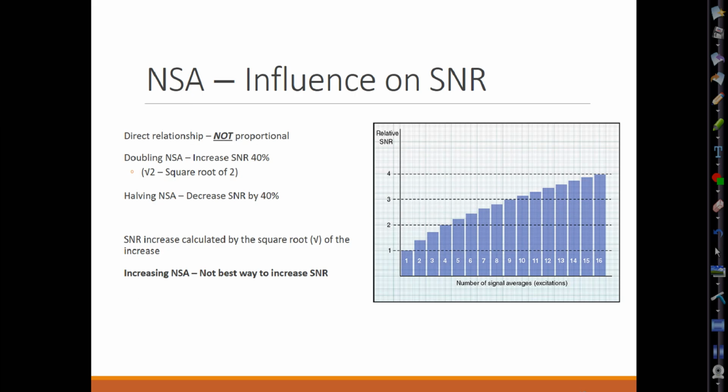So good question, Jeff. It's a direct relationship, but it's not proportional. This is the one that's really not going to be proportional. Remember, field of view, if we double it, we're increasing SNR by a factor of 4. So that's another one that's not really directly proportional. This NSA is also not directly proportional. So if we double NSA, we're going to increase SNR by 40%.